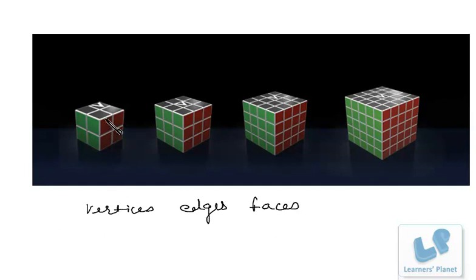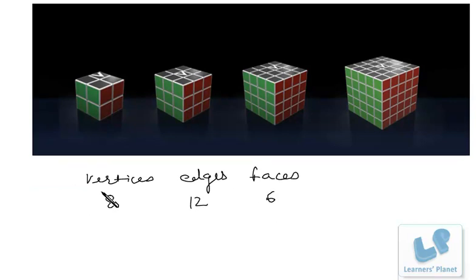So in all, in a cube, 1 2 3 4 5 6 7, and another one is hidden. In all, 8 vertices are there. Edges: 1 2 3 4, 4 at the bottom and 4 on these sides, so 12 edges will be there. And faces: 1 2 3 and the opposite ones, so in all there will be 6 faces.